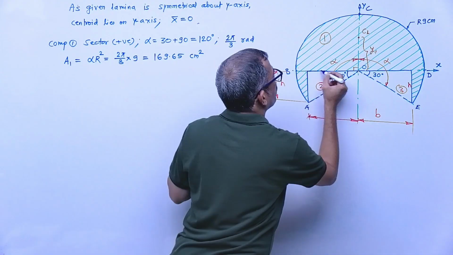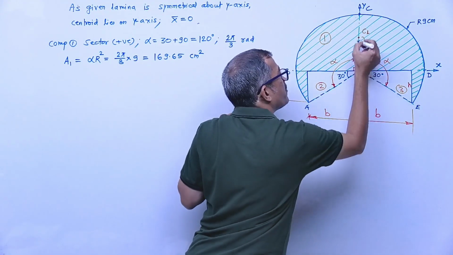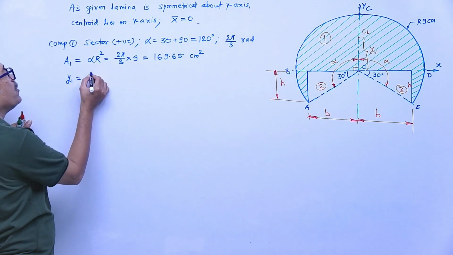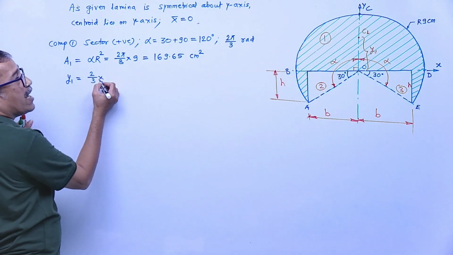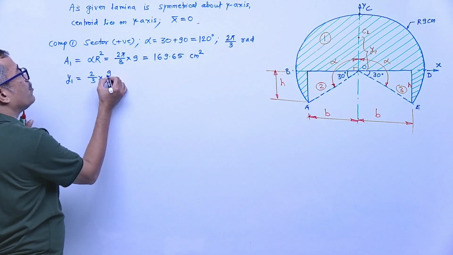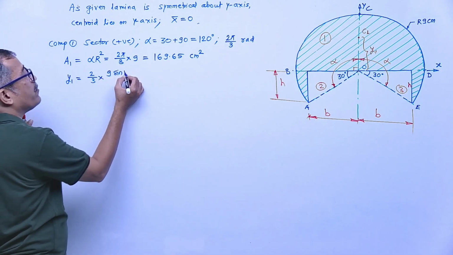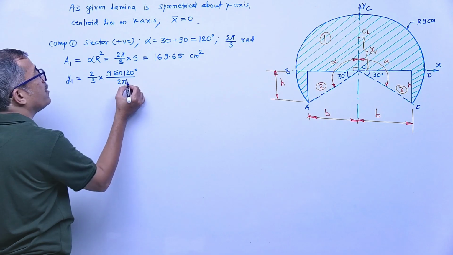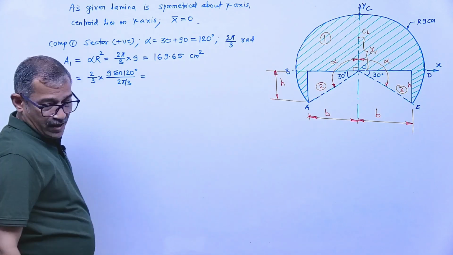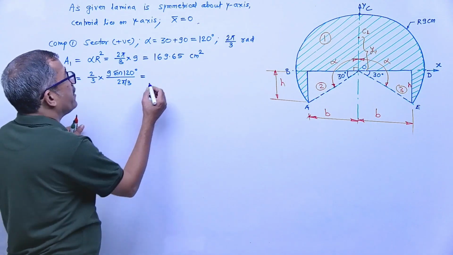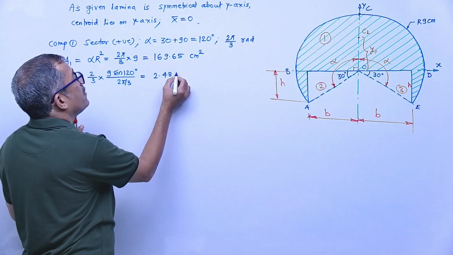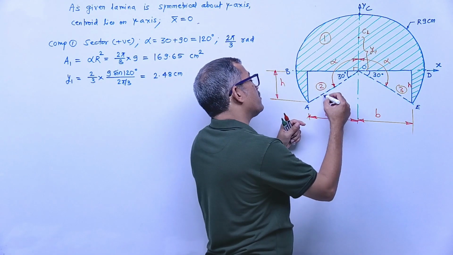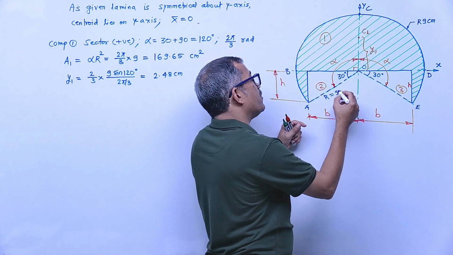The x axis goes from here, see, this is the x axis, point 2 is also at the same location. Means the standard formula simply becomes y1 equal to 2 by 3 r sin alpha upon alpha. R is 9. Now alpha we will substitute in degrees in the sine, and 2 pi by 3 in the denominator. The answer comes out to be 2.48, and this answer is in centimeter. Okay, first component.